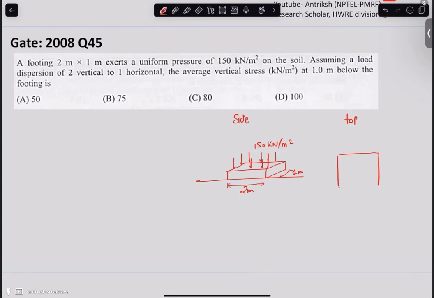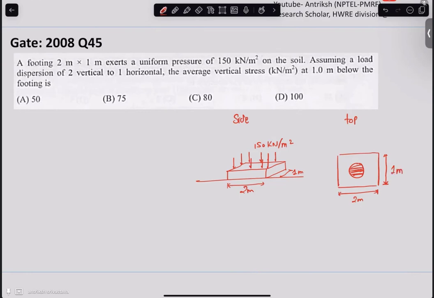This is the top view. There is some pillar on top of the soil that is applying some load, and that load is being uniformly distributed by this soil as a pressure of 150 kilonewton per meter square. Right?